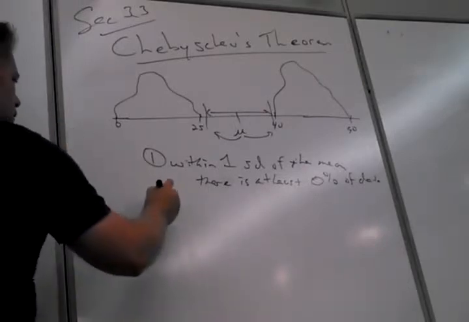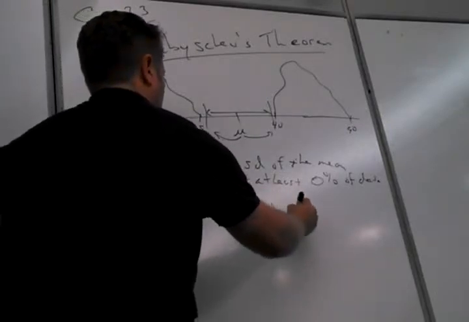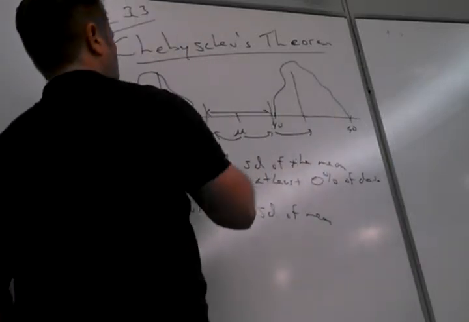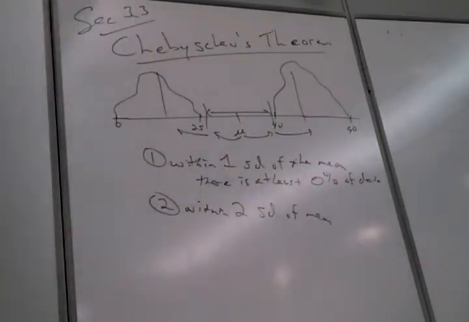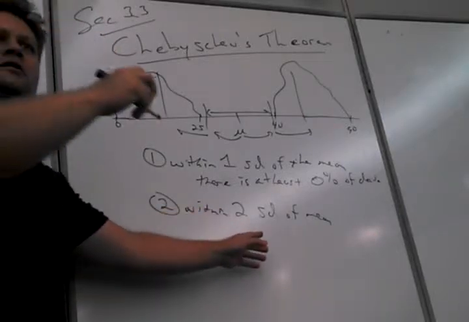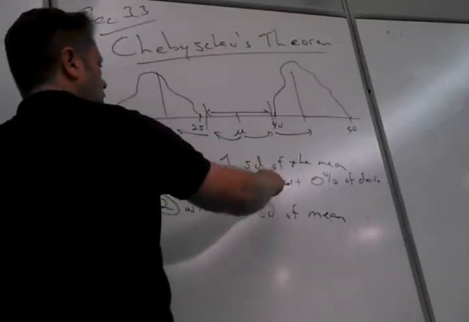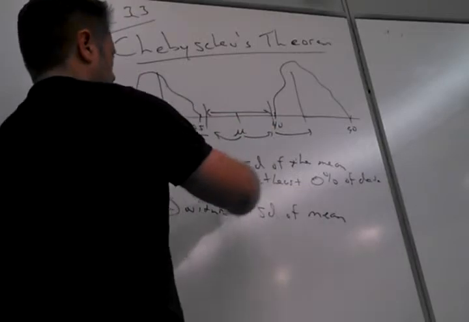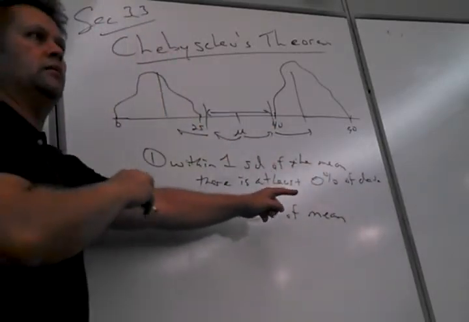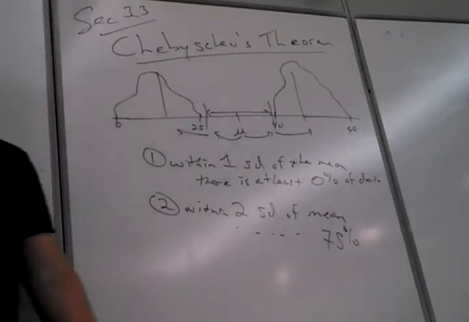Now here's the second thing he says. Within 2 steps of the mean. So if I take another step out, within 2 standard deviations of the mean. What's up? Can you read? Another time. The first: within 1 standard deviation of the mean, there is at least 0% of the data. Within 2 standard deviations of the mean, there is at least 75% of the data.